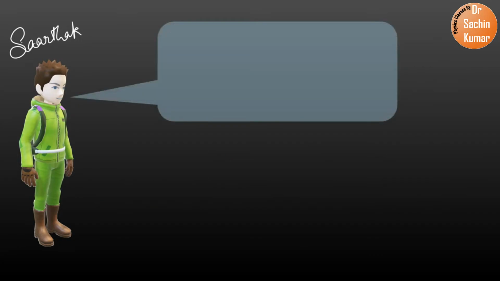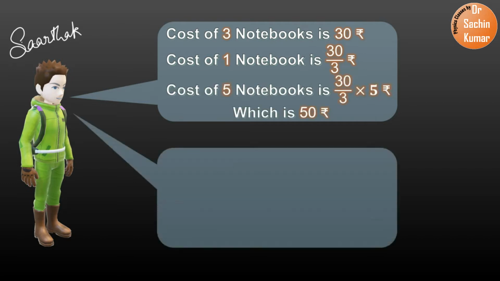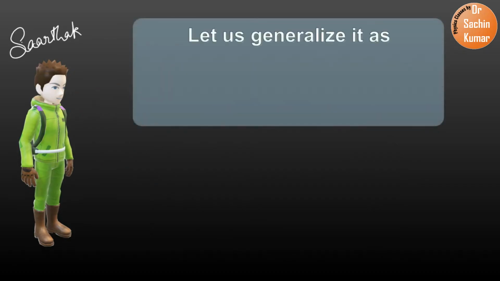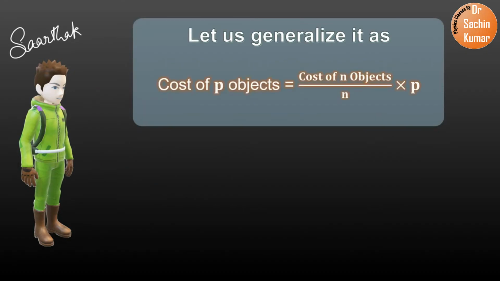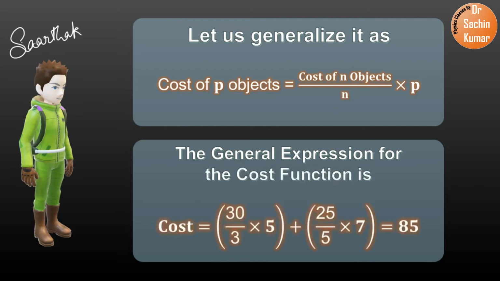Basically the cost of 3 notebooks is 30 rupees. The cost of 1 notebook is 30 by 3 rupees. Cost of 5 notebooks is 30 by 3 into 5, which is 50 rupees. Similarly, on the same basis, the cost of 7 pens is 35 rupees. That is absolutely fine. Let us generalize this formula: the cost of p objects is equal to the cost of n objects by n into p. The general expression of this cost function is like this. So I guess this is very fundamental and clear to understand.